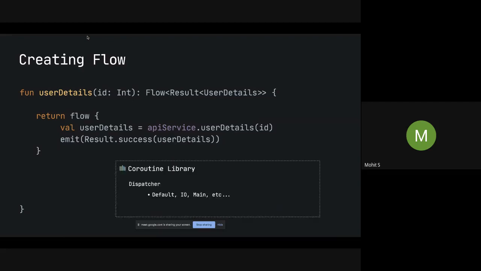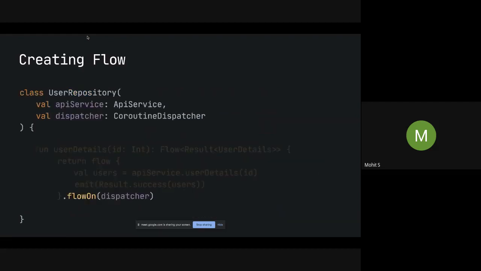So to specify that I want this flow to run on some context, I'm going to utilize this thing in the coroutines library called the dispatcher. If you're familiar with RX, it is very similar to schedulers, similar to Schedulers.io in RX. It has Default, IO, Main, etc. So I want to run this in the IO dispatcher. How do I do that? In the flow, I'm going to add a call to flowOn, and I'm going to pass in the dispatcher that I want to run it on.